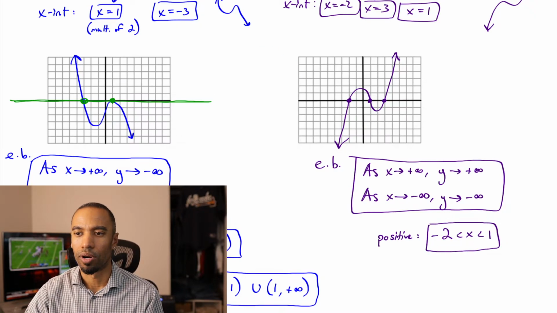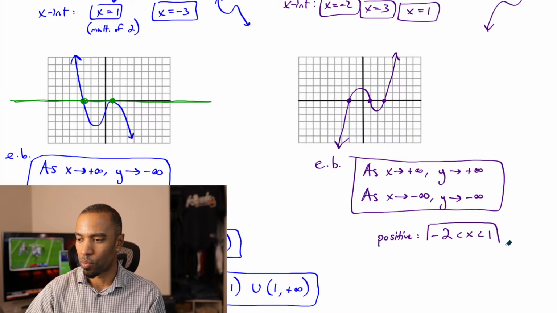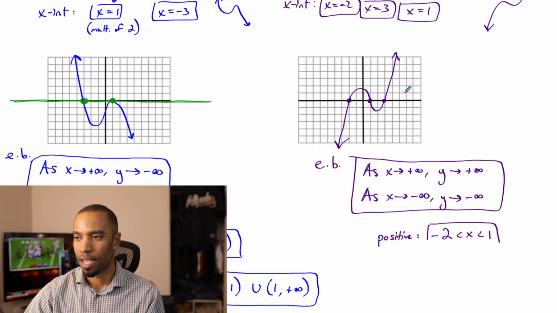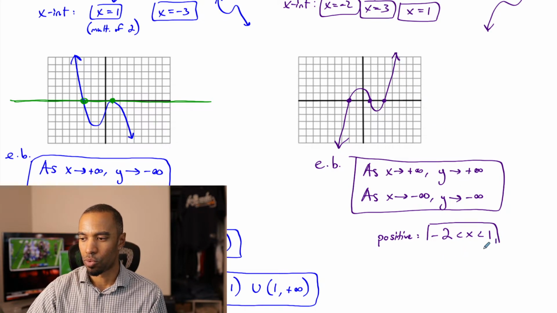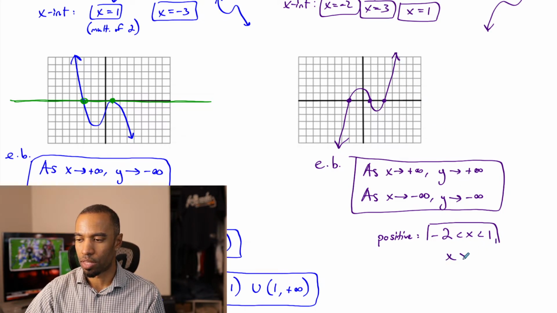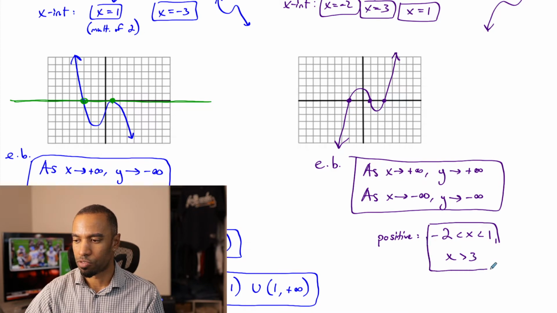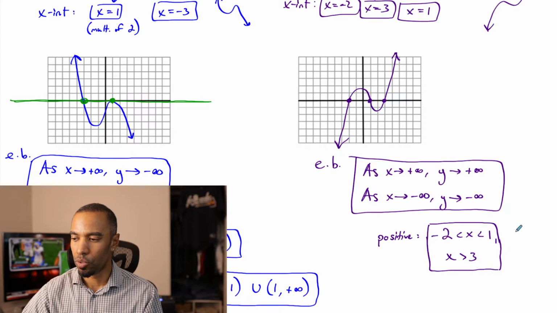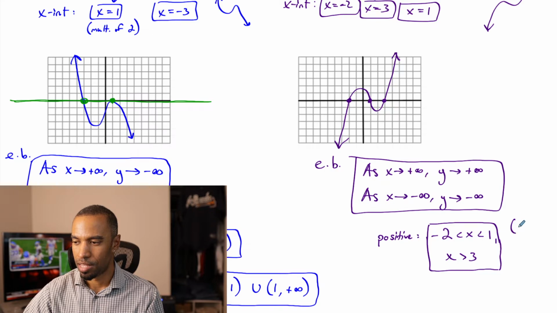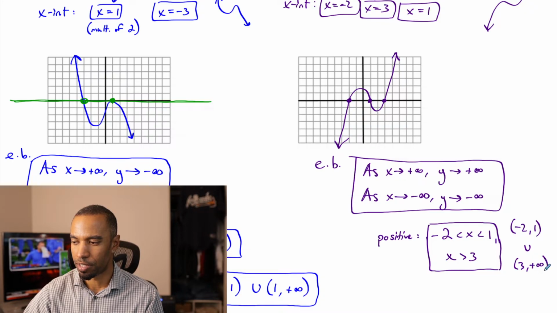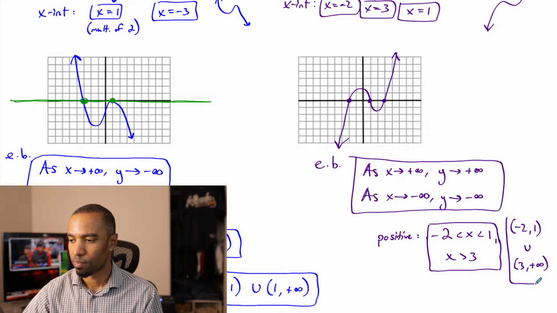Oh, there's more. Hold on a second. And then it seems when we're greater than 3. So look at the x values that are greater than 3 as well. We're also positive there. So comma, when x is greater than 3, we are also positive. So like that. You could also use interval notation and state that we are between -2 and 1, unionized with 3 to positive infinity, like that.